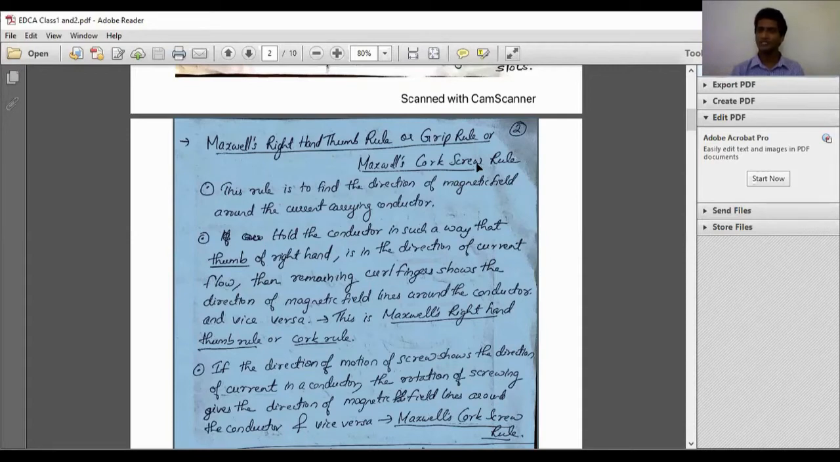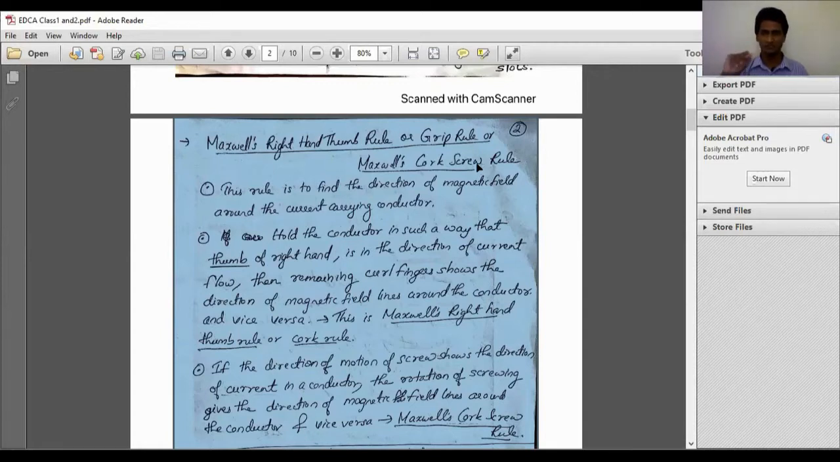What we do is consider a screw. We are screwing a screw onto a wall. If I move the screw in clockwise direction, what will be the motion of this screw? It will be moving inward to the wall. Clear? Then, according to Maxwell's screw rule, the direction of screw in forward direction shows the direction of current. Then, the clockwise direction of rotation of the screw gives the direction of magnetic field.